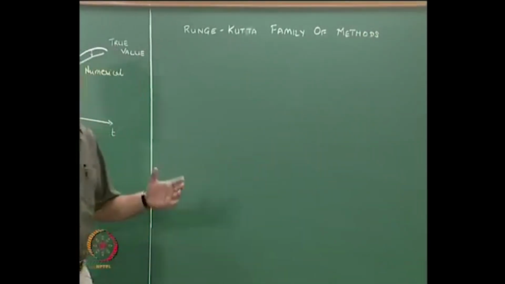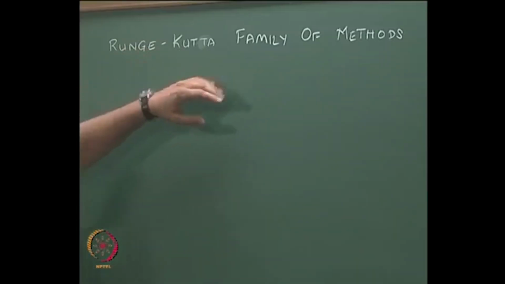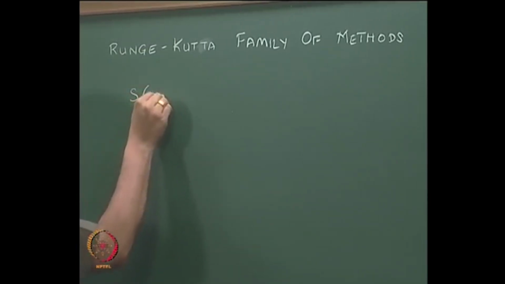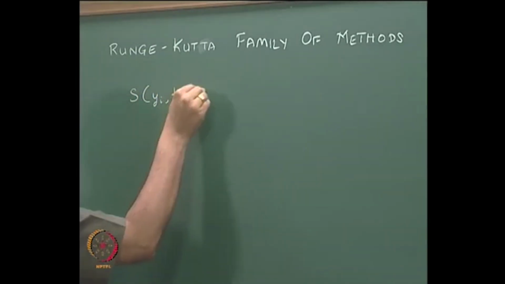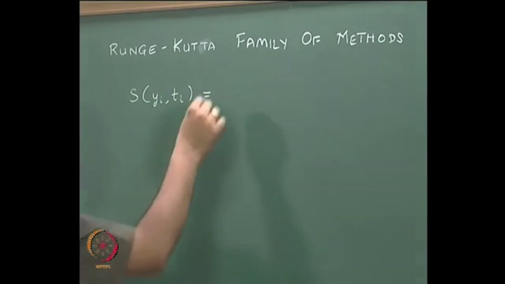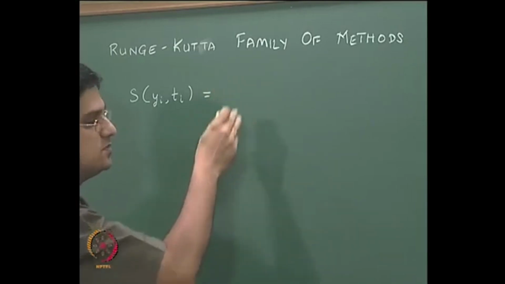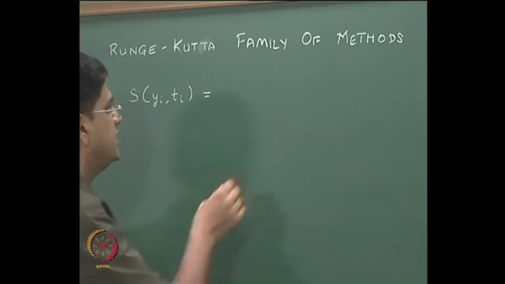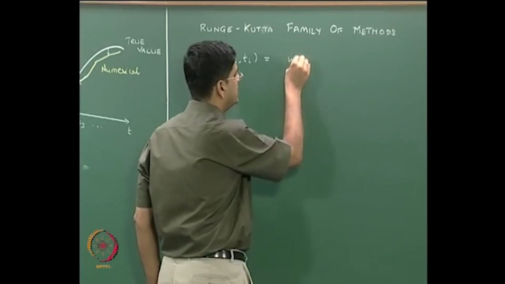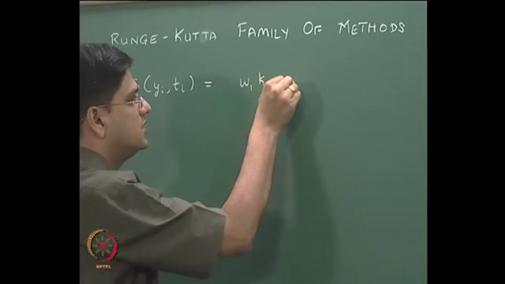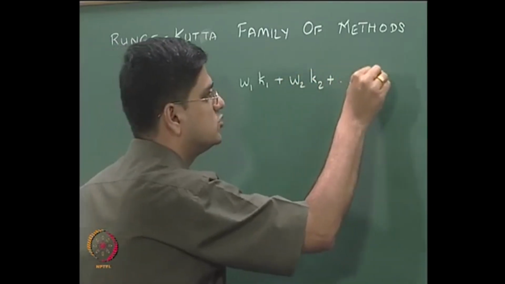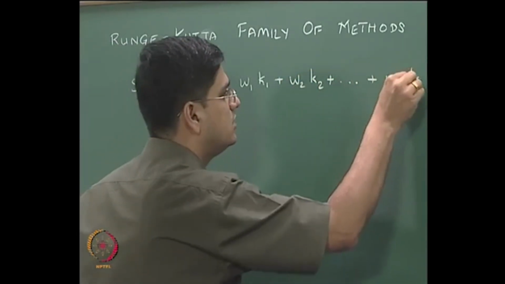Okay. So, in the Runge-Kutta family of methods, what we do is we express our s of yi comma ti as some weighted sum of slopes computed at various points in the interval going from ti to ti plus 1. So, we will write that as w1 k1 plus w2 k2 and so on up to wn kn.